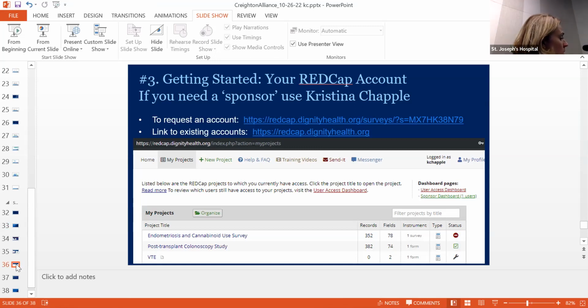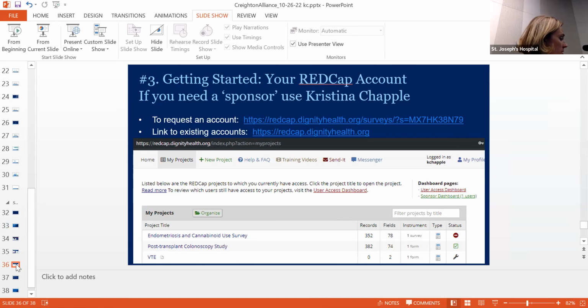Here's the slide I was looking for. The URL to request a RedCap account is here. There are a few people in IT that approve those accounts. Once you submit it, it takes just a day to a couple of days for them to approve it. So once you submit it, be looking for an email back.